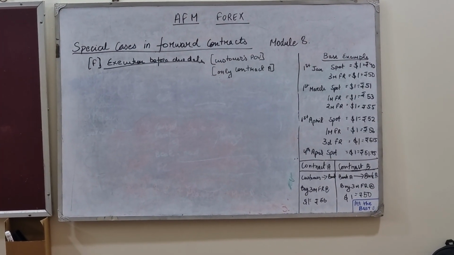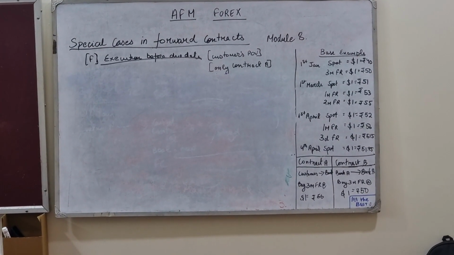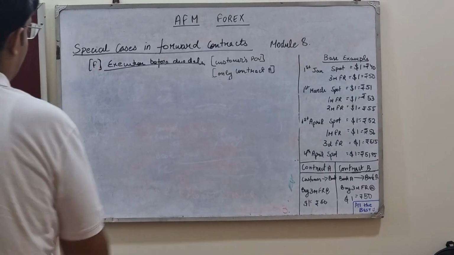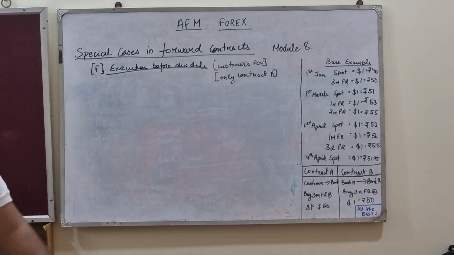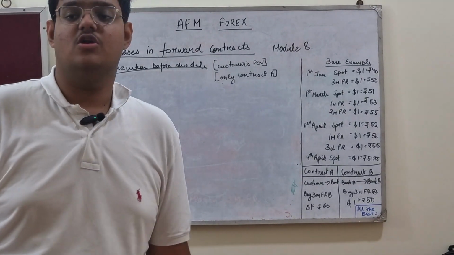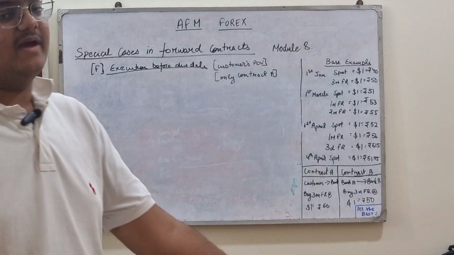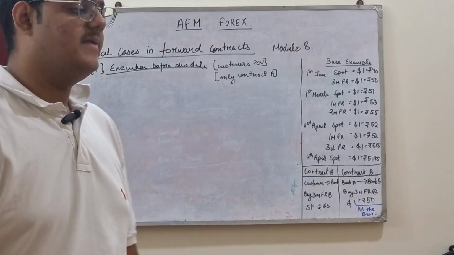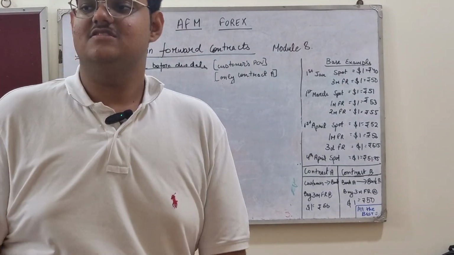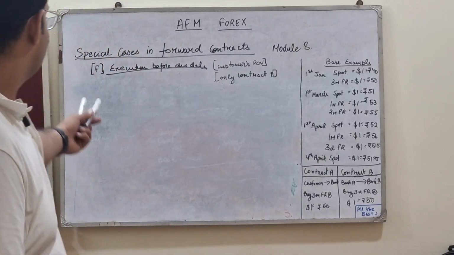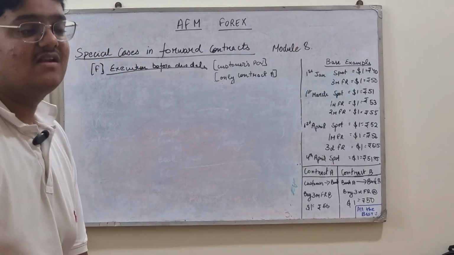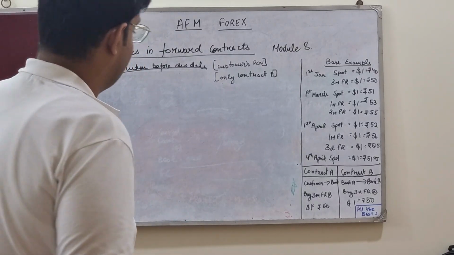Alright. If you're actually paying attention, you can see that I directly came to F, which skipped E. E is nothing but execution on due date, which is basically me paying the bank 50 rupees on the due date and the bank giving me $1, which is just nonsensical. Why is that even a special case? I don't get it. It's an ICI. Don't blame me.